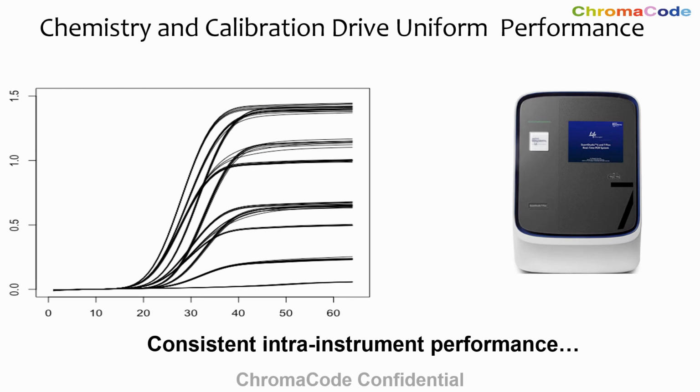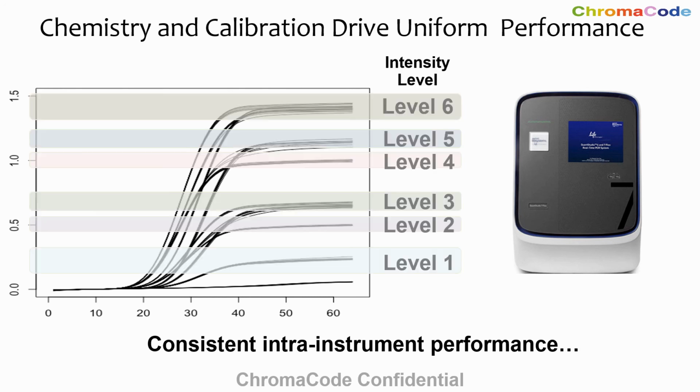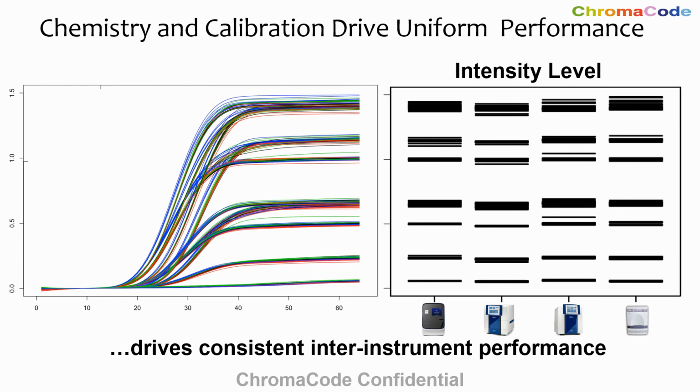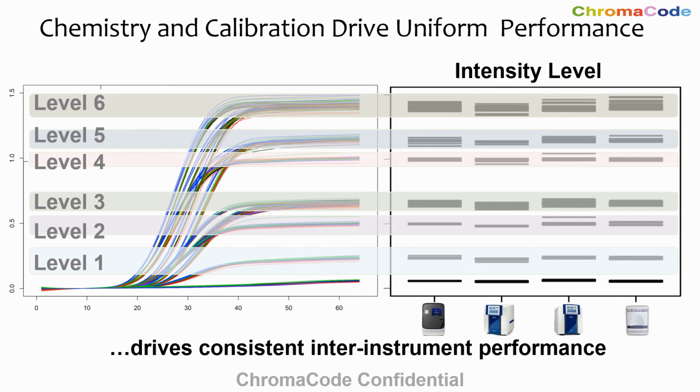We've thought a lot about chemical interactions in the PCR itself, and we've engineered the qPCR chemistry and developed mathematics and signal processing to drive uniform performance within an instrument. Here you can see a number of qPCR assays that have been run by different operators on different days on the same instrument. This consistent intra-instrument performance drives consistent inter-instrument performance. The same assay performs reproducibly and robustly across a number of qPCR instruments.